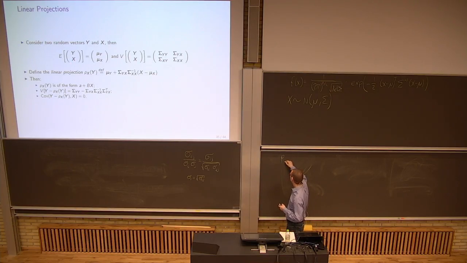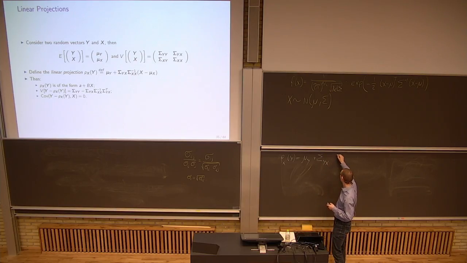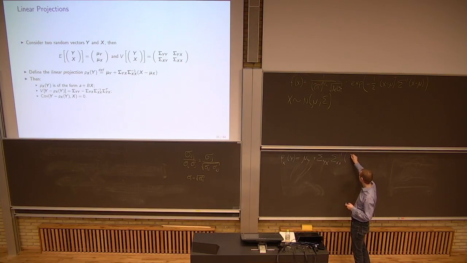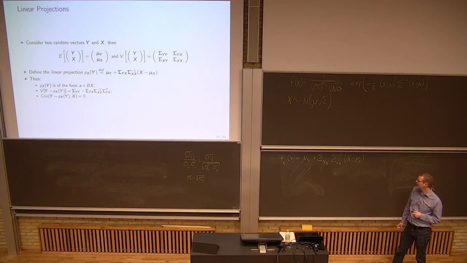rho of, we take y and project that on x, is take the mean value of y, and then you take the covariance matrix between y and x, and then you normalize it by the inverse variance of x, and then you look at how far you're away from the mean value of x. That is basically what it is.